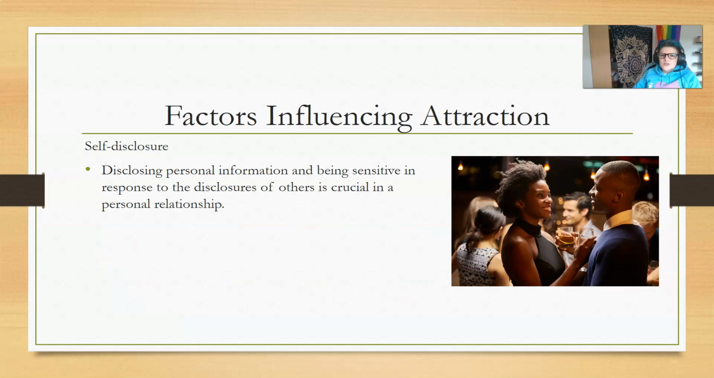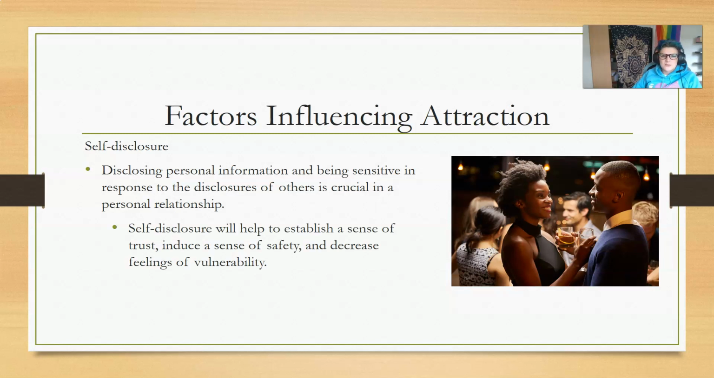Disclosing personal information and being sensitive in response to the disclosures of others is crucial in a personal relationship. So having this sense of trust and intimacy increases your likelihood that you'll be attracted to them and that they will be attracted to you. Self-disclosure will establish a sense of trust, induce a sense of safety, and decrease feelings of vulnerability, and therefore it will generally strengthen the relationship or increase the likelihood of building a relationship with someone.